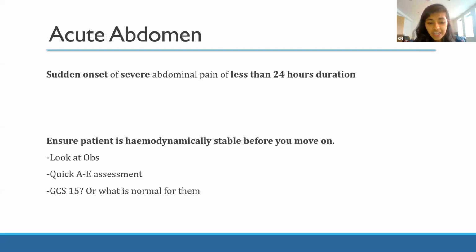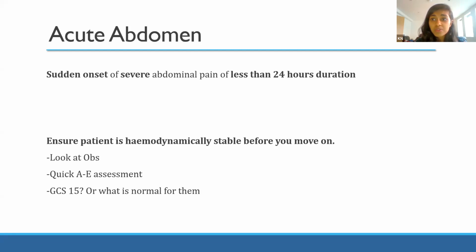B is breathing. So check your sats, auscultate the chest. Is there anything obvious that you can find there? C is cardio. You want to do a couple of things with cardio. You want to check on their blood pressure, check on their heart rate, and you want to consider a couple of things at this point.